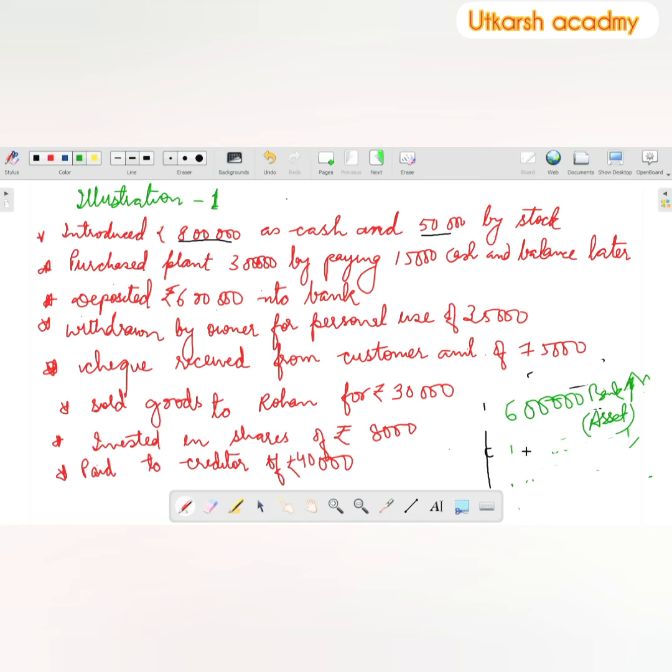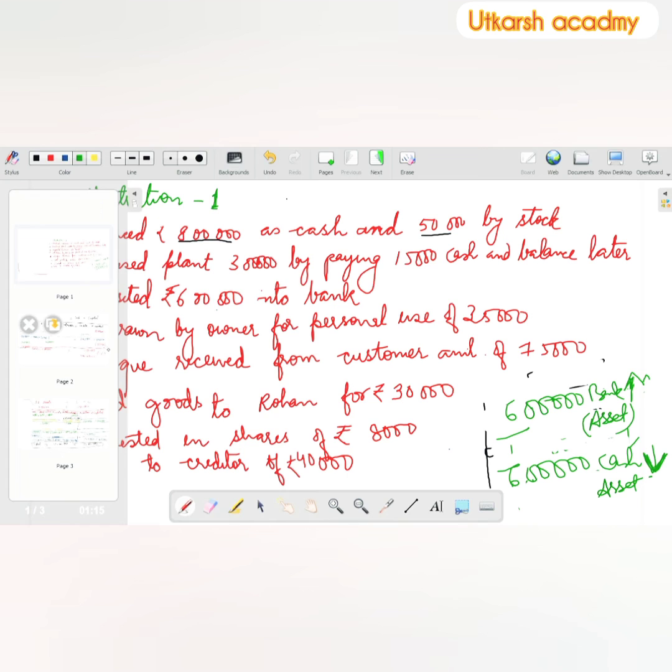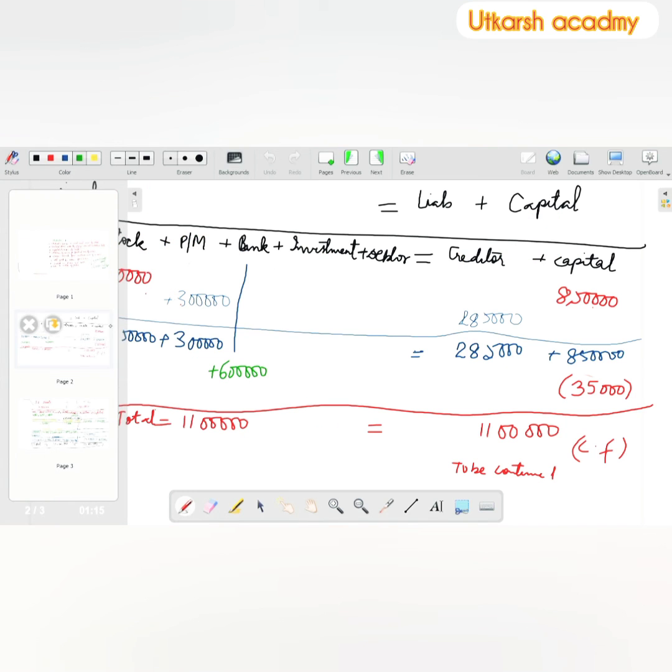And this cash is deposited into the bank, so 6 lakh of cash will decrease, fine, on the asset side. So we are seeing two effects. You just focus on this: the two-fold effect will always happen. So now how do we post this in the equation?